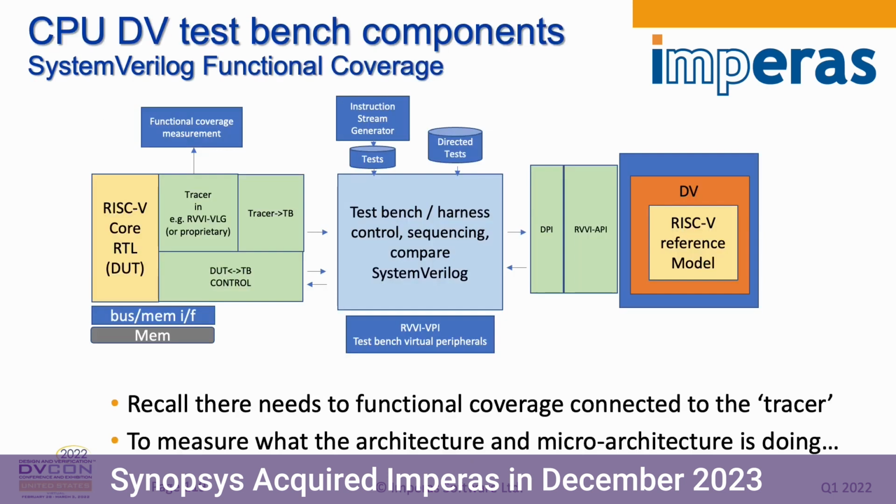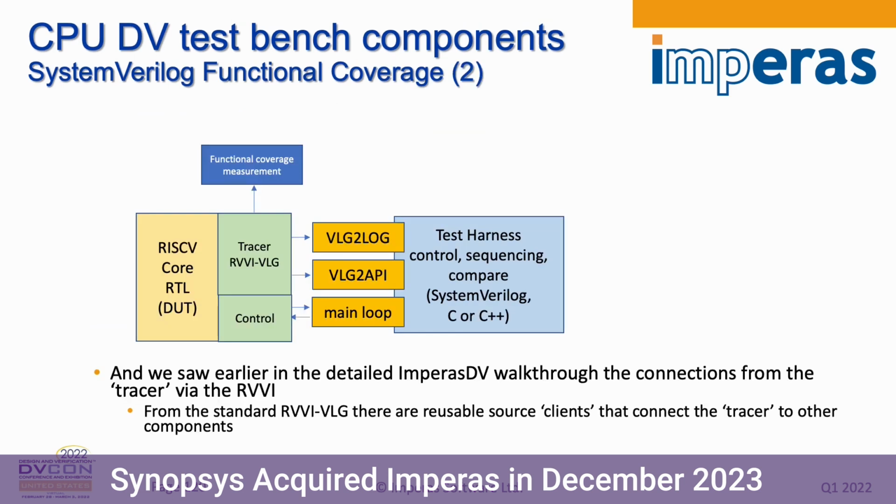Now, when we were talking about the ImperasDV and the test bench, we can see that out of the core, there needs to be some form of tracing technology, and then there can be functional coverage connected to that. And that's going to measure what the architecture and the microarchitecture is actually doing.